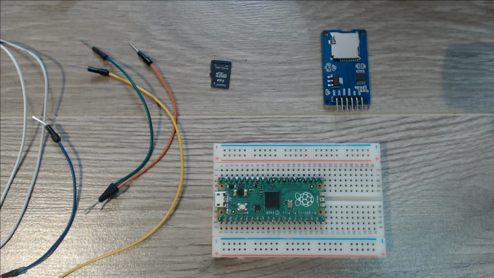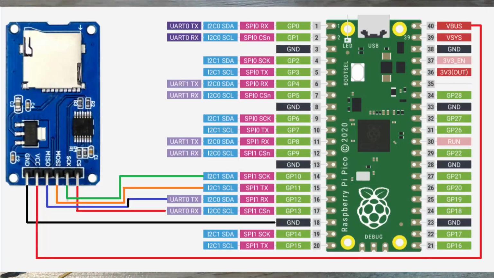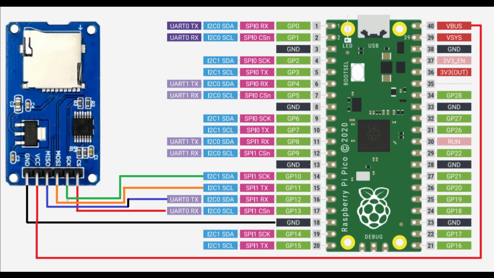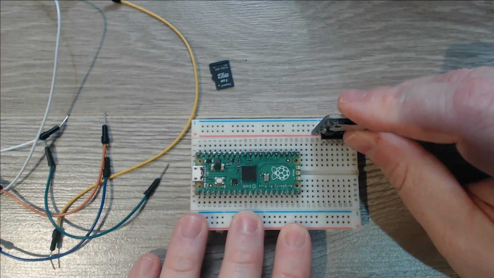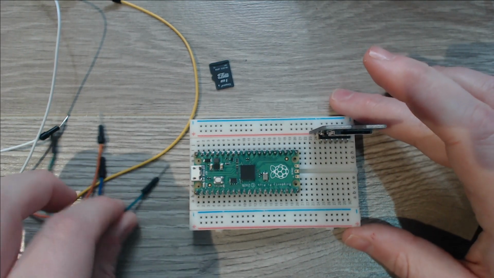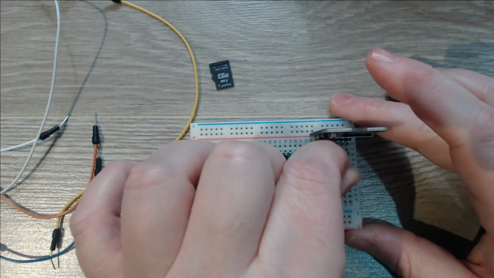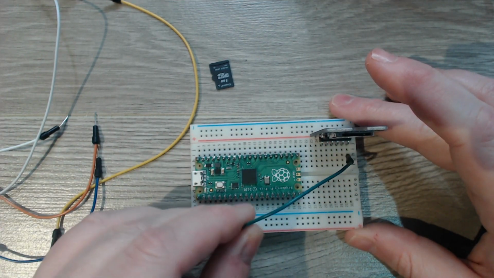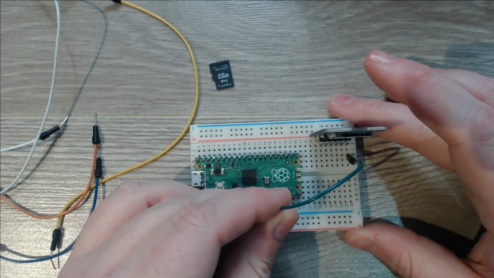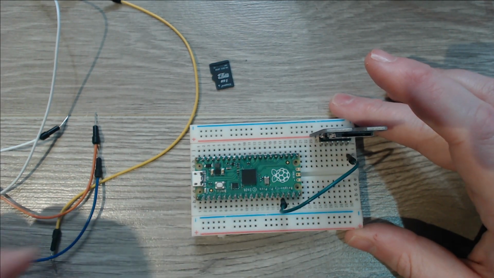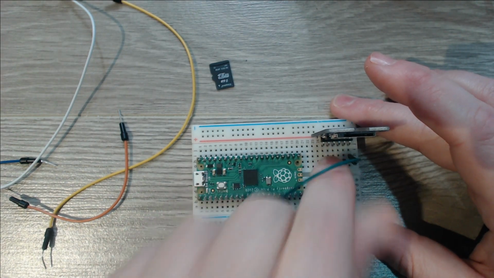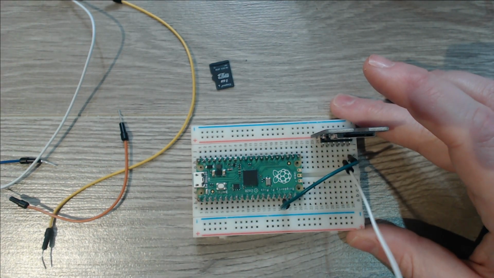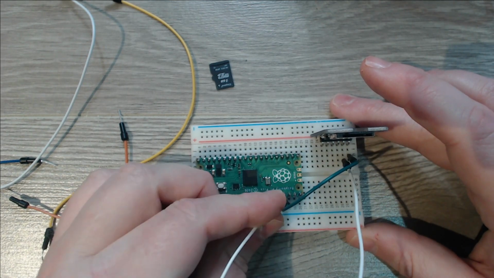Next, we'll be wiring everything according to this diagram. So we'll start off with installing our card reader into the breadboard. Then we'll wire up, starting on the right pin is the CS or chip select pin, and that's going into GP13. Next to that is the SCK pin, and that connects to GP10.